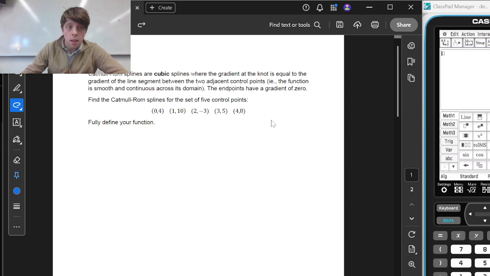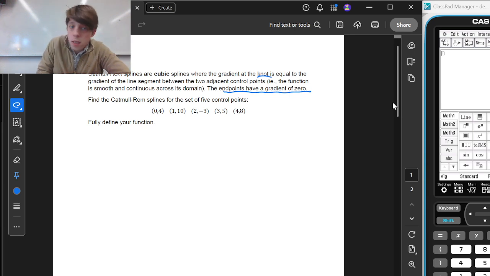Now, we see here the little definition of a spline that you saw in that video. It's cubic splines, so it's a piecewise function with cubics of restricted domain where the gradient in each of the knots is equal. When it says knot here, that's basically the point where two piecewise functions connect to one another. At that knot, the gradient is equal between the two line segments that make it up. In other words, it's smooth and continuous across its whole domain, and the endpoints have a gradient of 0.